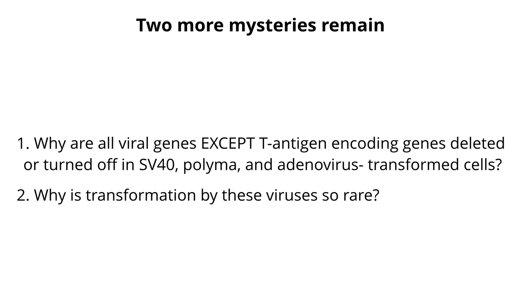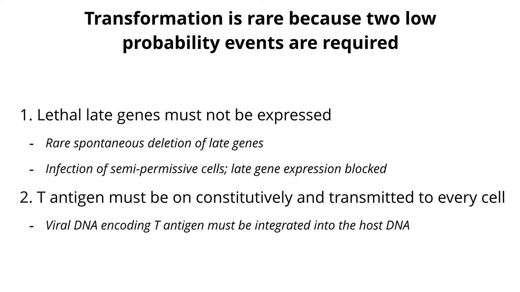All right, so let's solve this problem. Let's put everything together. Two more things that we haven't sorted out. First, why are all viral genes except T antigen either deleted or turned off in cells transformed by these viruses? We're talking about SV40, polyoma, and adenovirus. The only genes that are on or even present are the T antigen genes. And finally, why is transformation so rare? Well, the answer is straightforward.